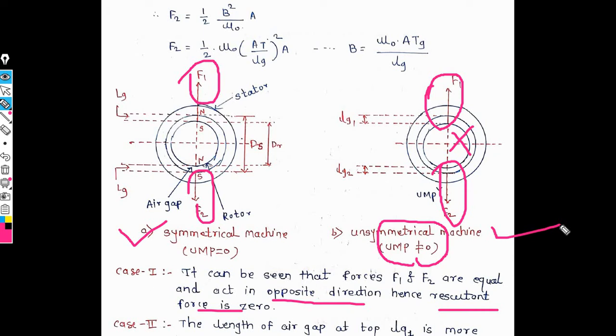That means if the resultant force is equal to 0, that is called the symmetrical magnetic pull condition. And if the resultant force is not equal to 0, then this type of condition is called the unsymmetrical pull condition. Now this is the exact difference between symmetrical and unsymmetrical magnetic pull condition.